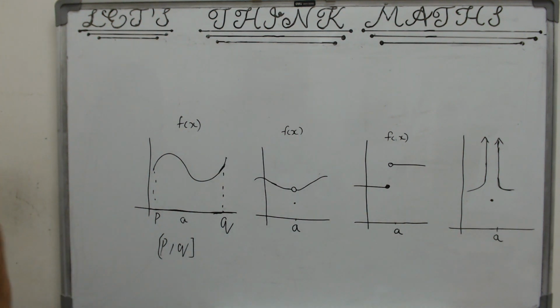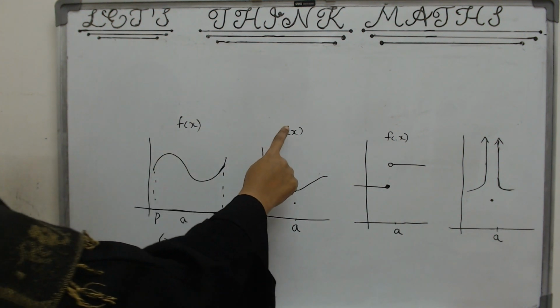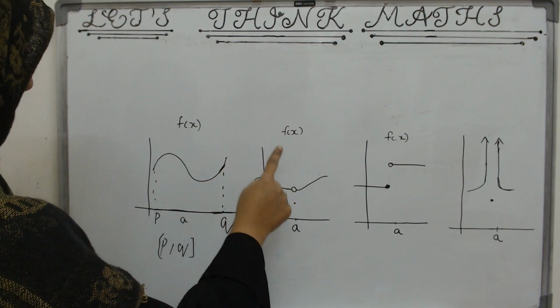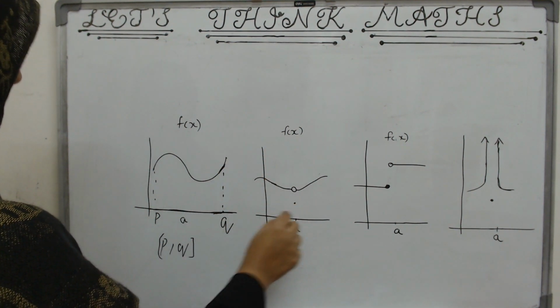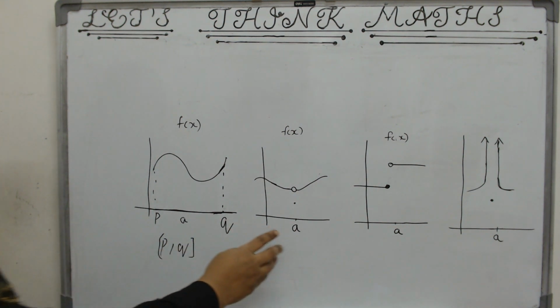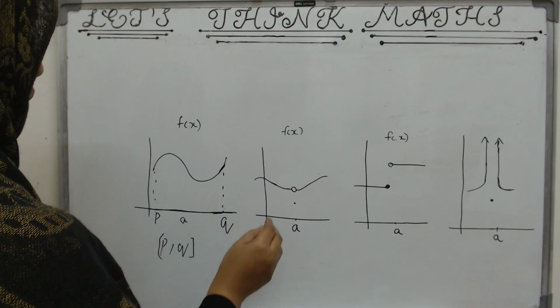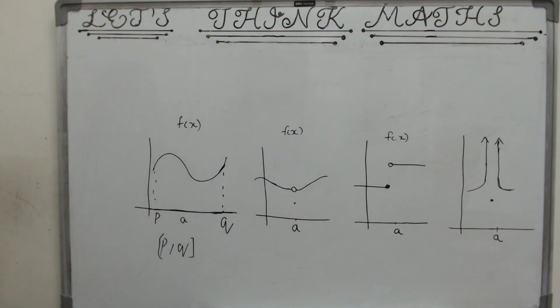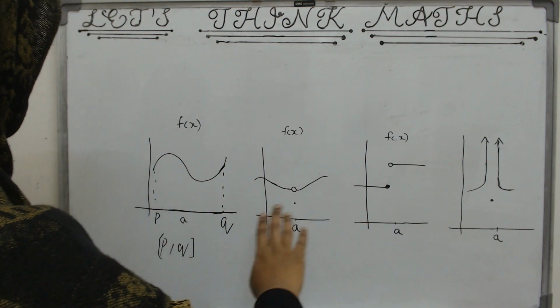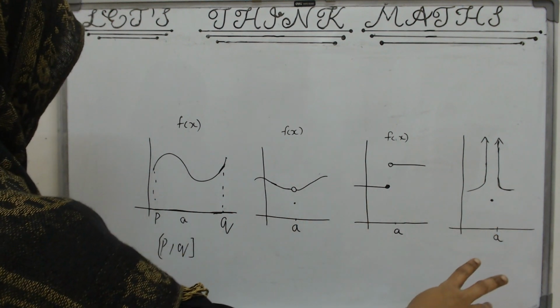Now look at the other three pictures. You will notice the same thing. You will notice the graph of this function f(x) is going like this, but when it passes through A, it experiences a discontinuity. So we call A a point of discontinuity, and we say that the function f(x) is not continuous at the point A. But if you notice these three pictures, you will see different types of discontinuities.